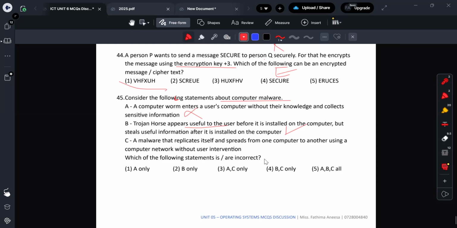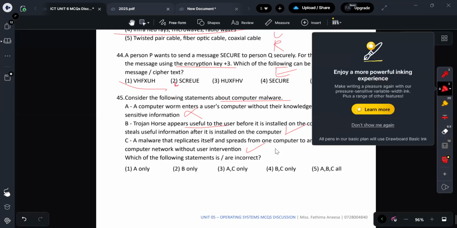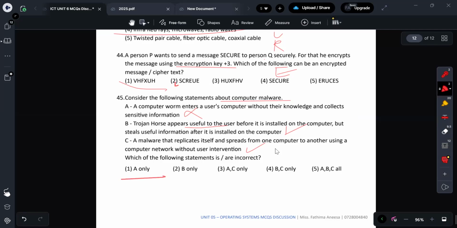So a malware that replicates itself and spreads from one computer to another using a computer network without user interference. This is correct. And what are they speaking about? The computer worm, right? So the answer is B and C only. Wait. Sorry. The answer is what? A only. Why? Common mistake. They asked which of the following is incorrect, not correct. So which is incorrect? Only A, right?